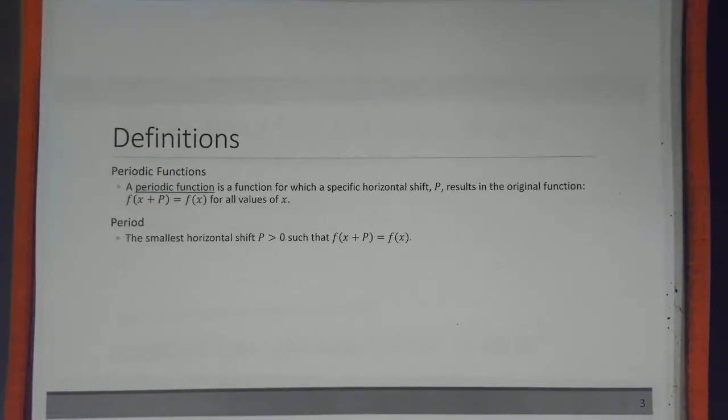We can define a periodic function as a function for which a specific horizontal shift p results in the original function. Meaning if you shift the entire function over whatever this p is, it's going to land on itself. So you can say f of x plus p equals f of x for all values of x. The definition of period is the smallest positive horizontal shift p such that f of x plus p equals f of x. So the shortest distance you have to move for the function to land on itself.